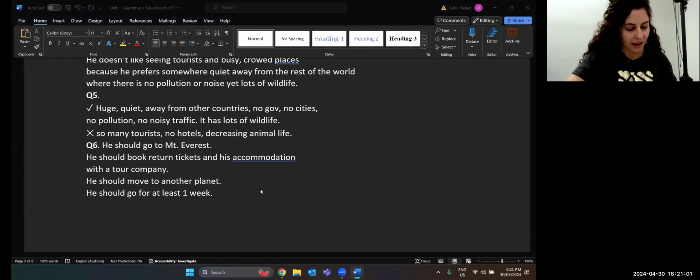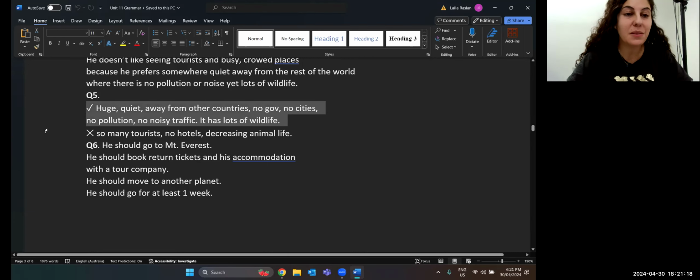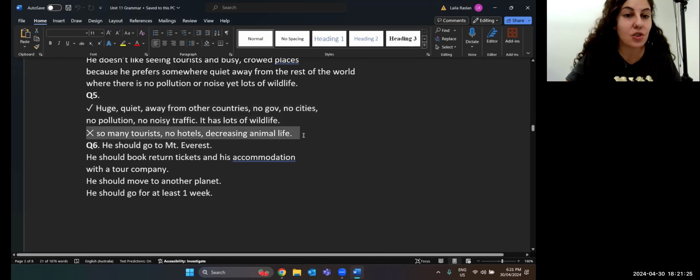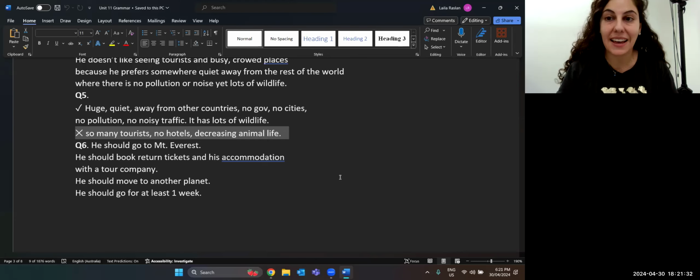Okay, so also, we know that it's huge, it's quiet, the place Antarctica, it's away from other countries. He said that there was no government, no cities, no pollution, no noisy traffic. It has a lot of wildlife. So that was the positive, the good things, why the writer liked Antarctica. The bad things, he said that there's so many tourists, there's no hotels, and there's not much animal life. So it's sad that there's less of nature, of animal life.